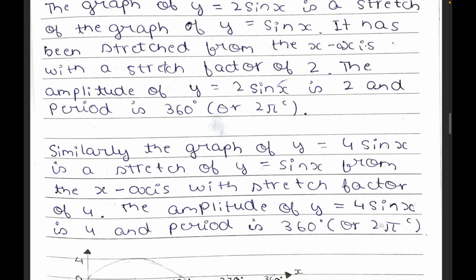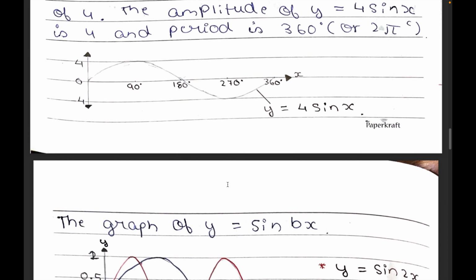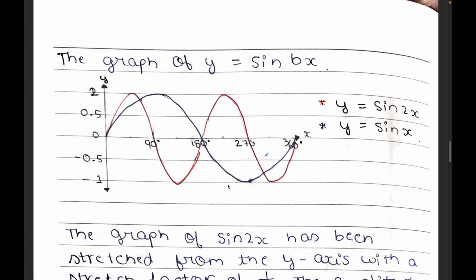And then similarly, the graph of y equals 4 sine x is a stretch of y equals sine x from the x-axis with a stretch factor of 4. The amplitude will be 4 and the period will remain the same. Let's look at the next factor. If we have y equals sine bx, we've already discussed this, that if you have bx, the period would be reduced by the same factor, 1 by b.